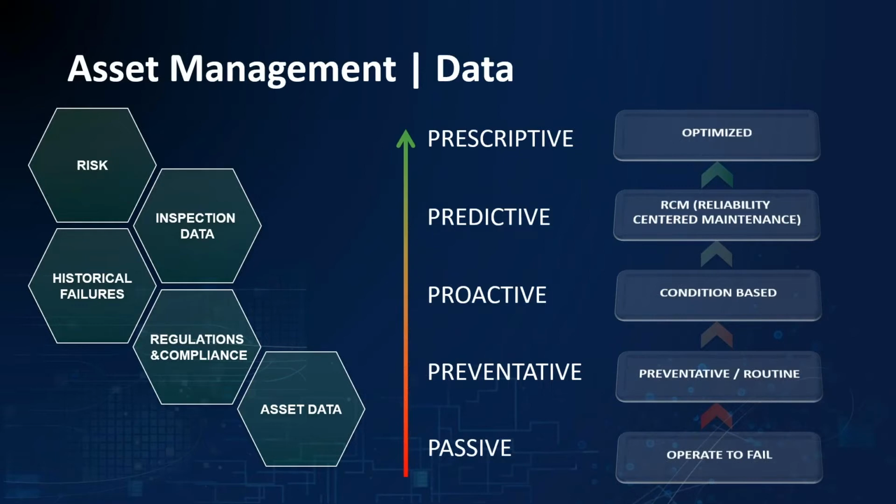So Bill, based on your experience, why is it that, even your experience, even that you're unable to really move too far beyond preventative to be condition and then up? What are some of the constraints that might hold utilities back?